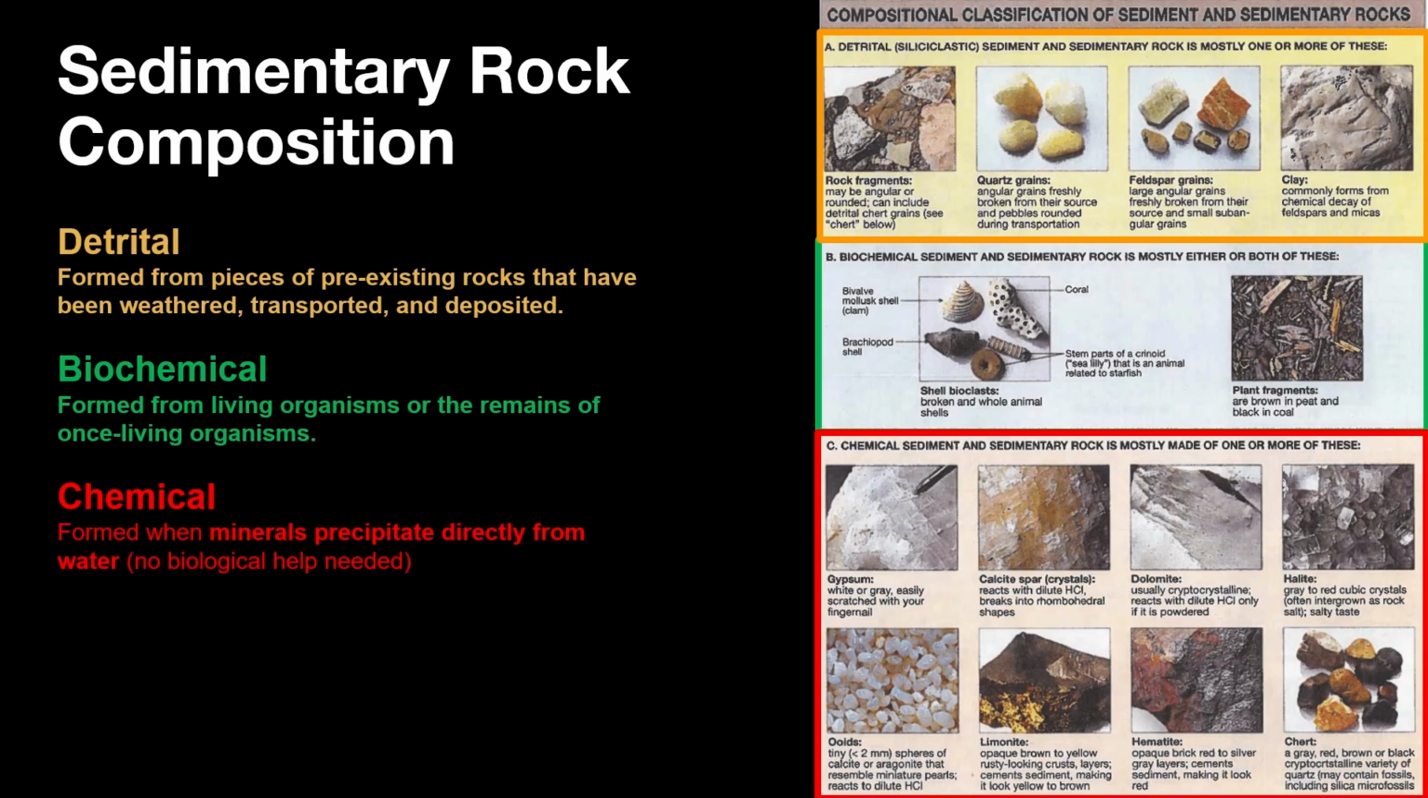Another chart you'll have access to is this one, which shows the different ways sedimentary rocks can form. Remember, detrital sedimentary rocks form from pieces of pre-existing rocks. Biochemical rocks form from materials produced by living organisms, and chemical sedimentary rocks form when minerals precipitate directly from water. This chart highlights the various processes involved in each of these pathways and helps you visualize how each rock type develops.